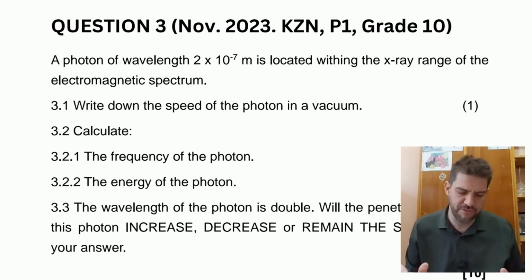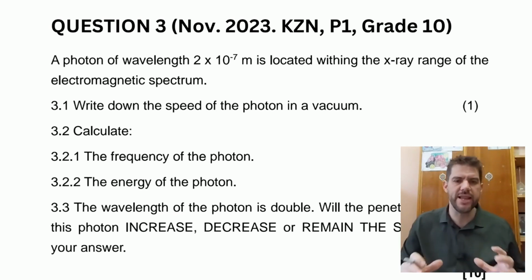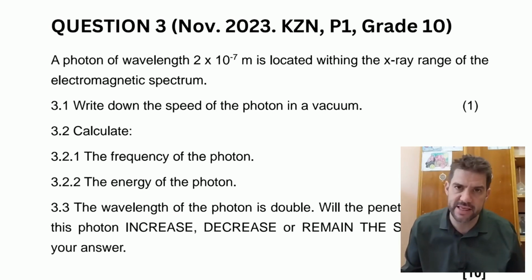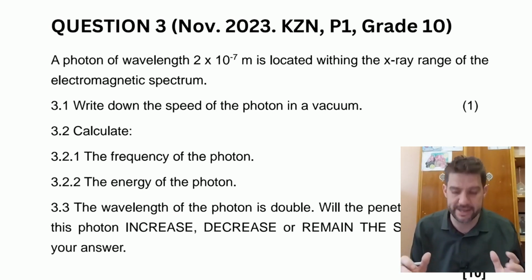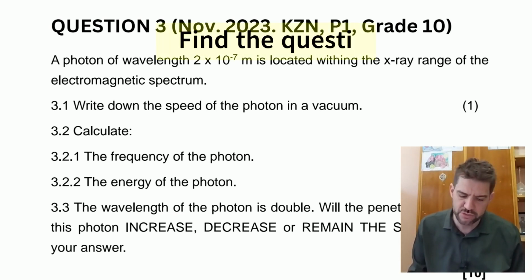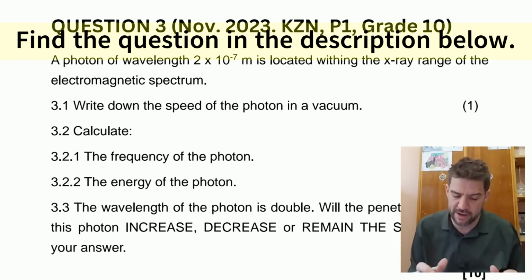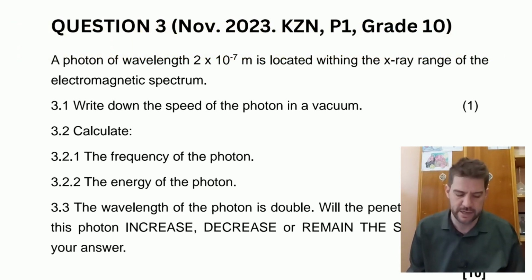As I said before, this is going to be a question on electromagnetic waves or electromagnetic radiation. It is for grade 10 and it's very important, guys. It's not such a big amount of marks, but it's important to get full marks. This was question 3 in the KZN province in South Africa, November 2023 examination. The question says: a photon of wavelength 2 times 10 to the minus 7 meter is located within the X-ray range of the electromagnetic spectrum.